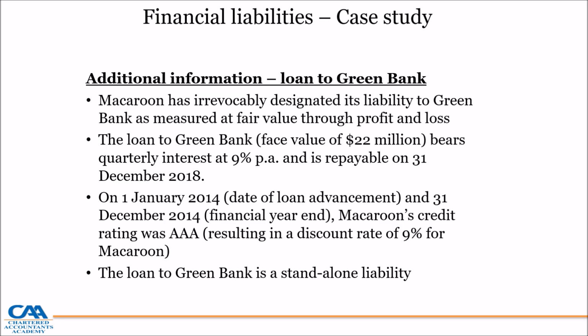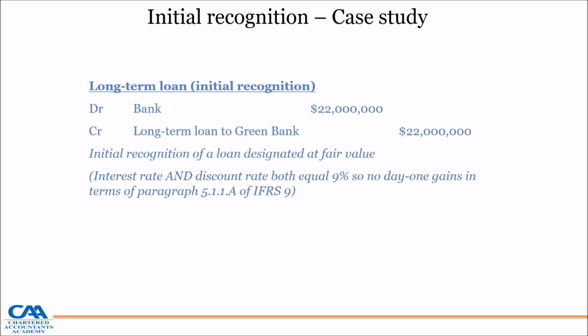We have Macaroon, which has irrevocably designated its liability to Greenbank to be measured at fair value through P&L. The loan to Greenbank pays quarterly interest at 9% per annum and is repayable on 31 December 2018. On 1 January 2014 and 31 December 2014, Macaroon's credit rating was AAA, resulting in a discount rate for Macaroon of 9%, and the loan to Greenbank is a standalone liability. So how do you initially recognize? At fair value. So we've got our fair value of 22 million. You debit your bank and credit your long-term loan.